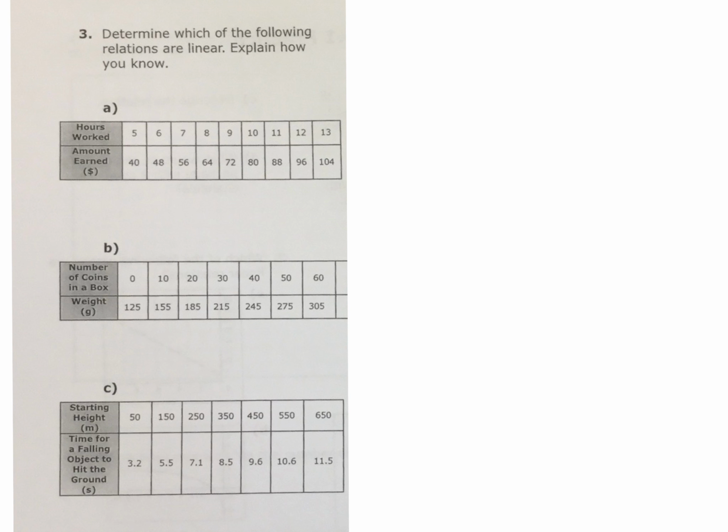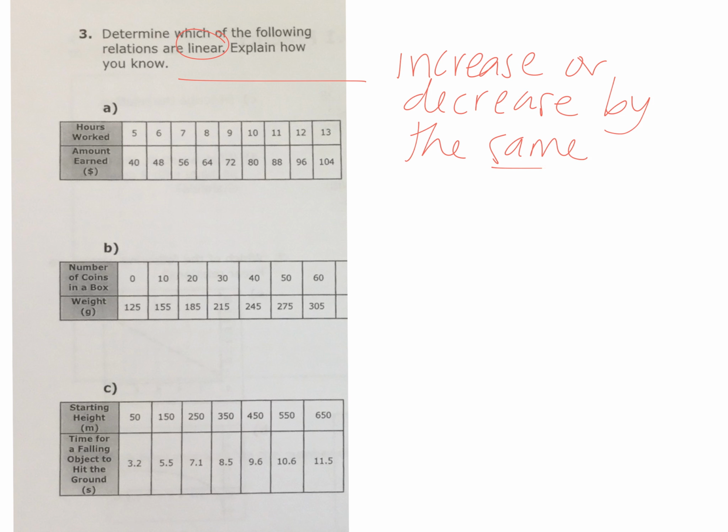So, for this question, it says, which of the following relations are linear? Well, we don't have a graph, we have the table. How do you know if a relation is linear by looking at the table? What has to happen? It can increase or decrease. It doesn't have to just increase. But what's important? It has to increase or decrease by the same amount. Explain how you know. It must increase, write this down, please, or decrease by the same amount.